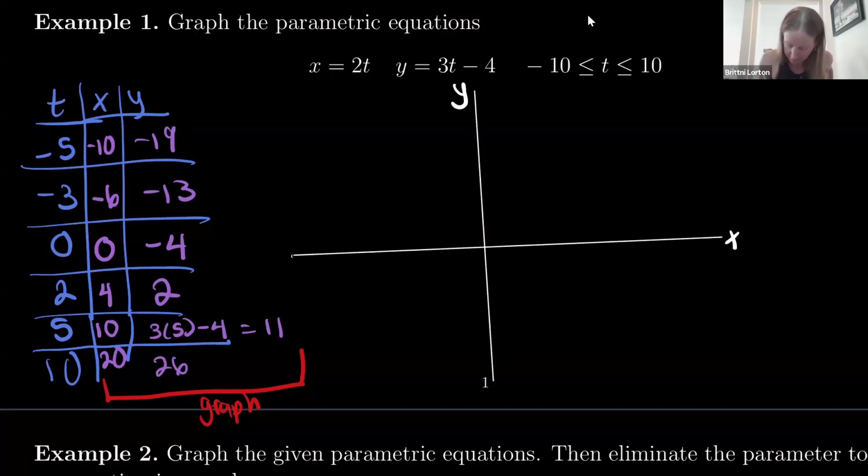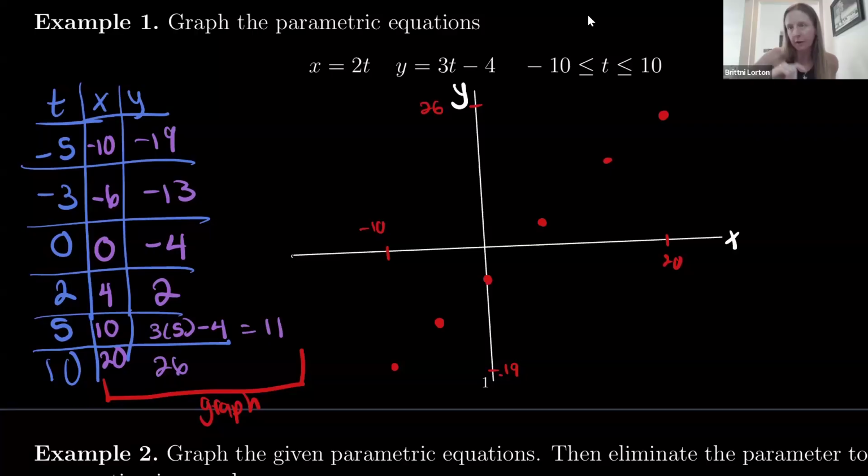So -10 comma -19 is maybe somewhere down here. That was my -10 in the x component, -19 in the y component. And then I have a -6, -13. I'm not going to keep drawing all of the tick marks, but you can imagine what's happening there. And then 0, -4, and then 4, 2, and then 10, 11, and then 20, 26. Maybe I'll draw that last one with the 20 and 26. And then I could have done a whole lot more, so you can imagine I'm going to connect these dots.